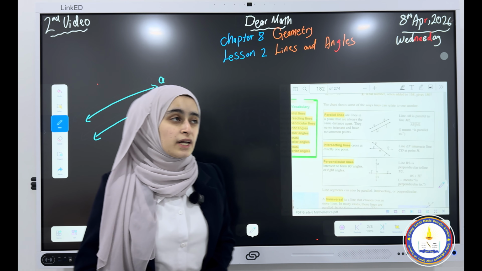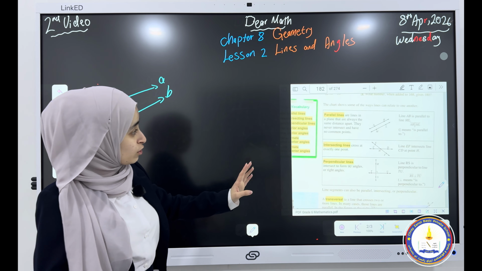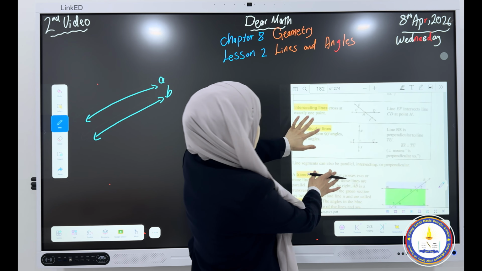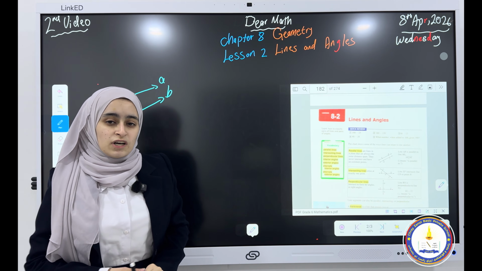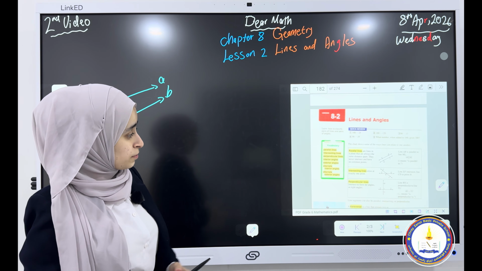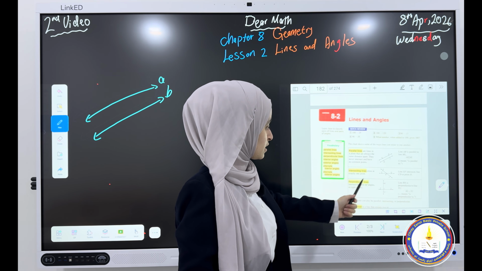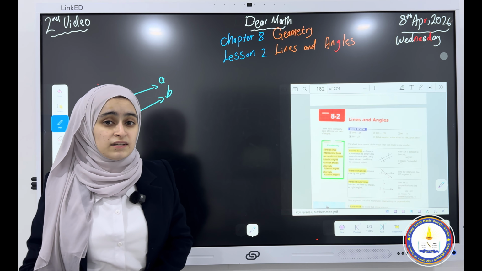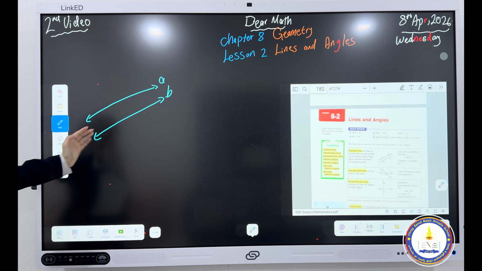In this video, we will explain chapter 8, which is about geometry, and focusing on the second lesson, lines and angles. So, in math, we don't have only one type of line. In this topic, we have three types of lines, which are parallel lines, intersecting lines, and perpendicular lines. So the first one is parallel lines, like these two we have, line A and line B.